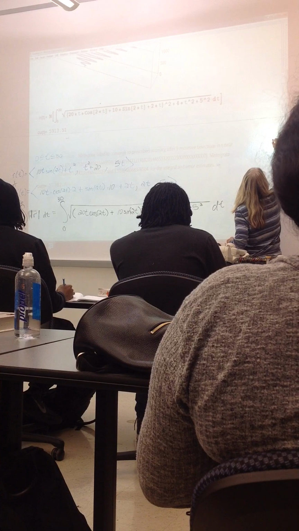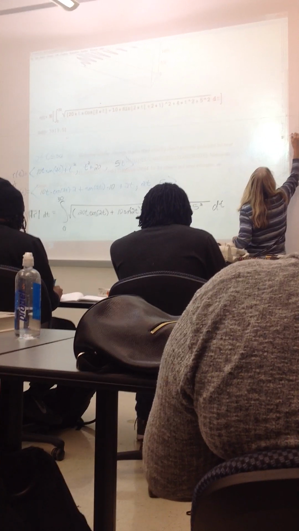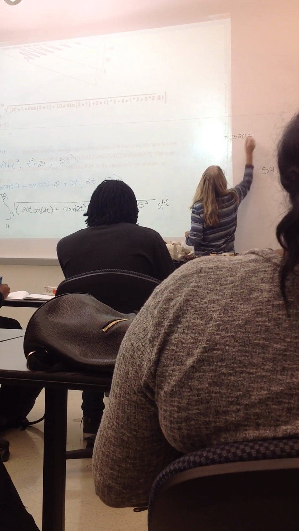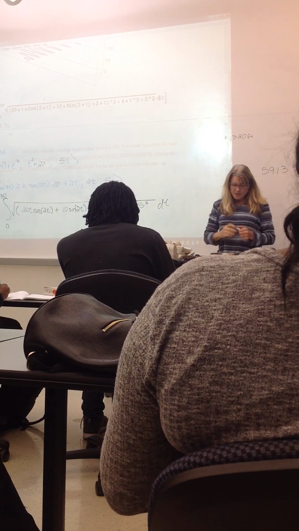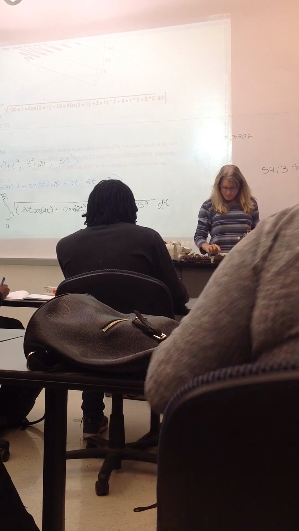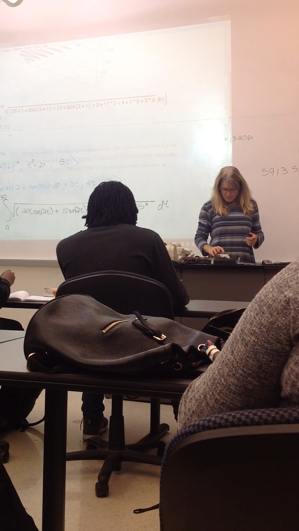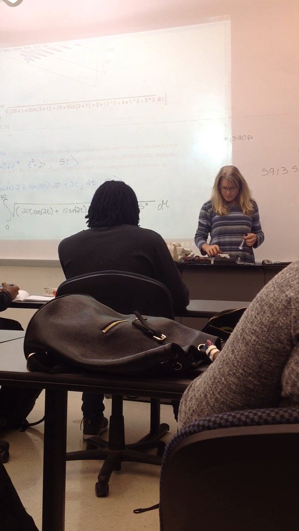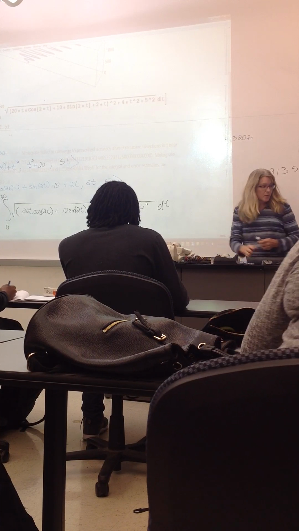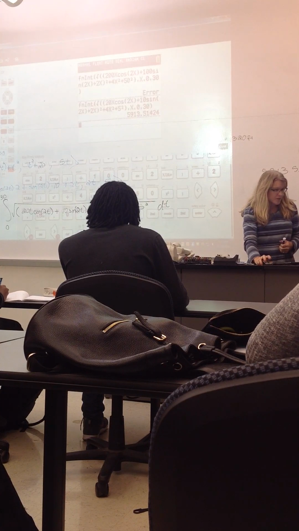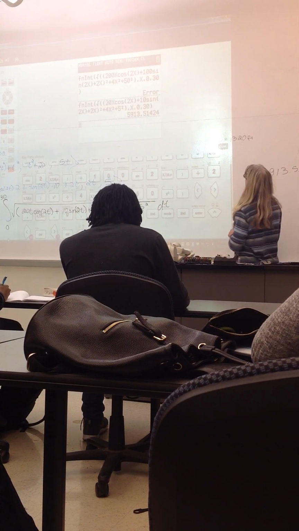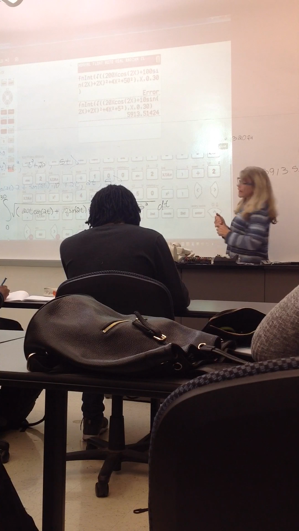1/4 mile is 1,320 feet, I think. 5,280 divided by 4. I'm curious if the other calculator eventually got it.